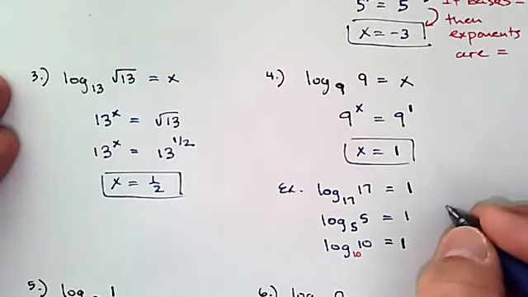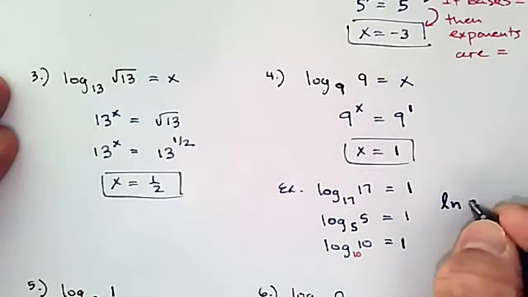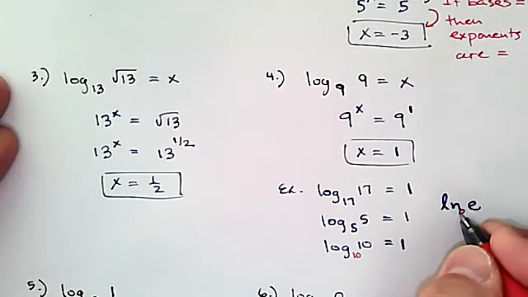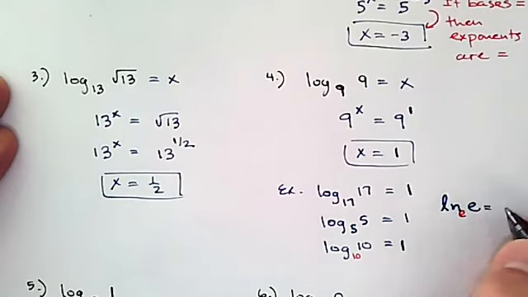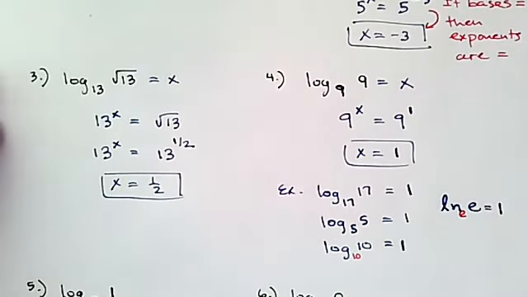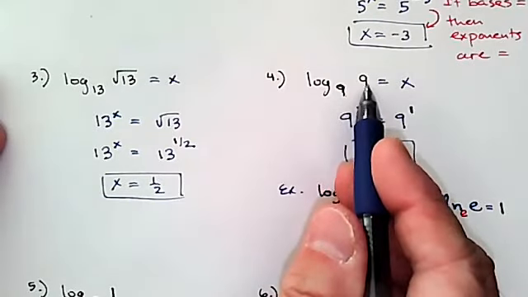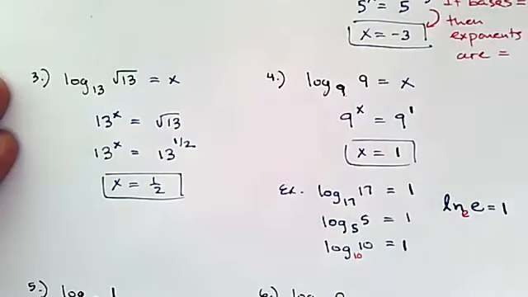One more, remember that our other special log is the natural log. If I saw the natural log of e, knowing that there's an invisible base e there, it's like saying what power of e gives me e? Same deal. That's going to be 1 as well. So anytime the base matches what you're taking the log of, that answer is always going to be 1.